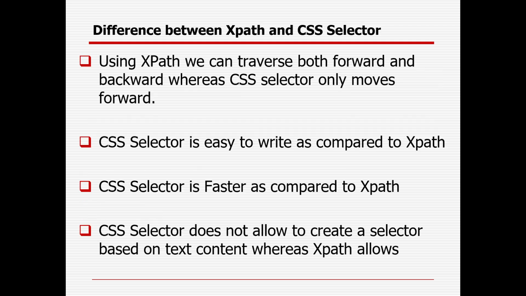So what is the basic difference between CSS and XPath? XPath is more complex than CSS selector. CSS selector is much easier to write, and it's much faster compared to XPath. In XPath you can use the text keyword, but in CSS selector you cannot use text. In CSS you can use ends-with as well, but XPath only has starts-with and contains. In CSS selector you can traverse only from parent to child, but in XPath you can go from parent to child and child to parent as well.